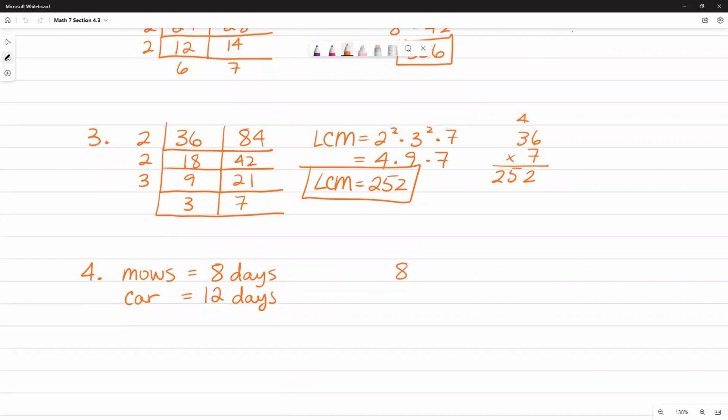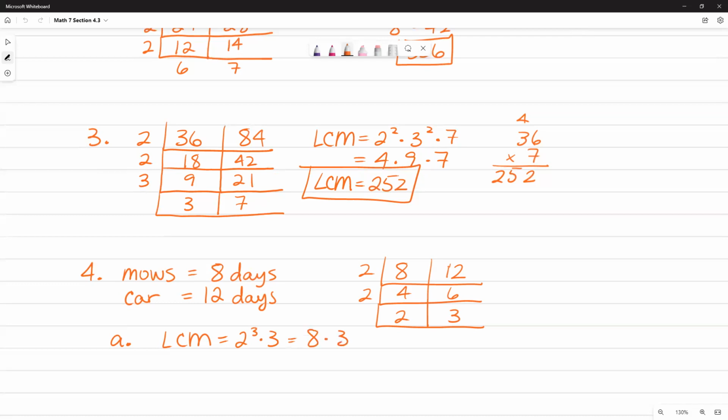So 8 and 12. Maybe a 3. I'm not sure. We'll see. So 2 goes into 8 4 times. 2 goes into 12 6 times. 2 can go into those again. And it gives us 2 and 3. So 2 times 2 times 2 times 3 is our LCM. So this is 2 cubed times 3, which is 8 times 3, which is 24. So every 24 days, he's going to be washing the car and mowing the grass on the same day.